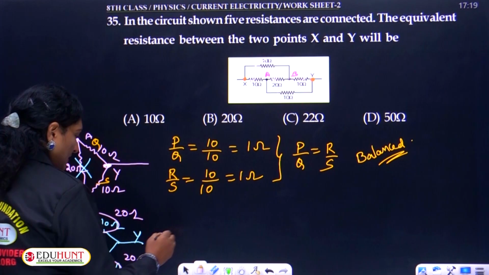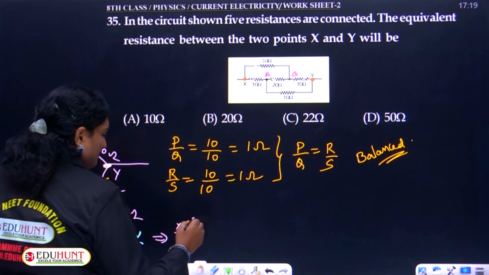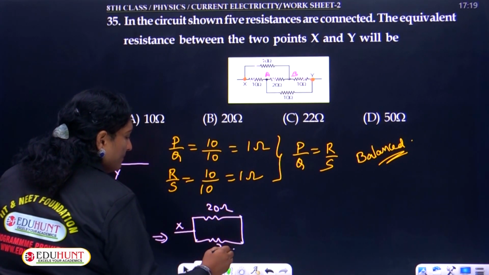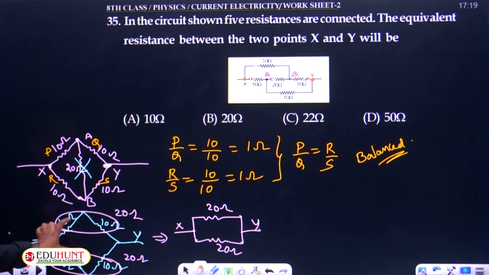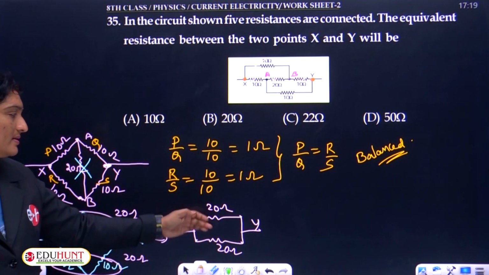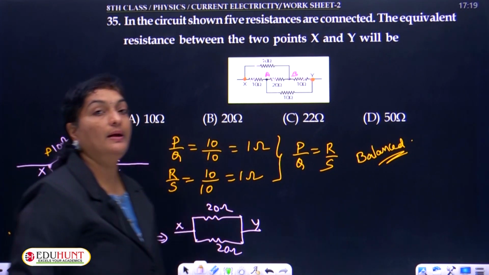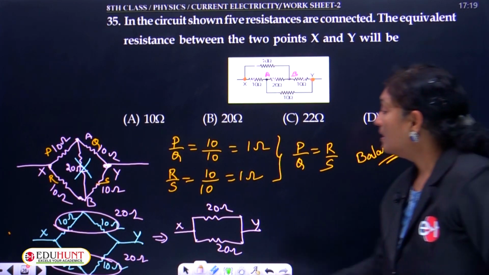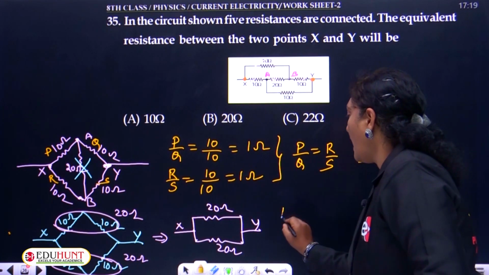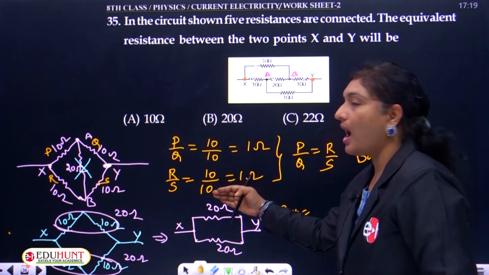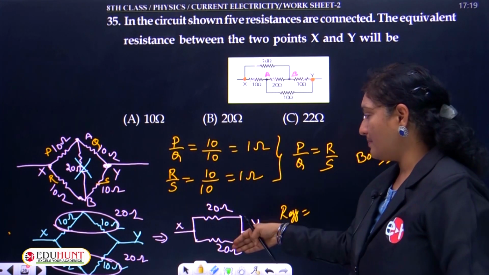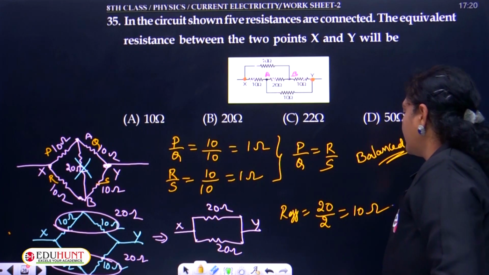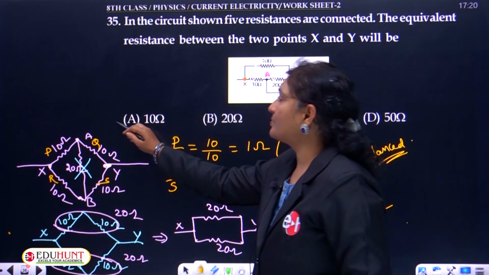The next part will be, here is your X, up you have 20 ohm and down also you have 20 ohm. And this is your terminal Y. Very clearly we can see that two equal resistors, each 20 and 20, are connected in parallel to each other. When two equal resistors are connected in parallel, the effective resistance is R effective equals R upon 2, because the two are equal. So, R is how much? 20 upon 2, and we get the value as 10 ohms. Hence, the correct option among them.